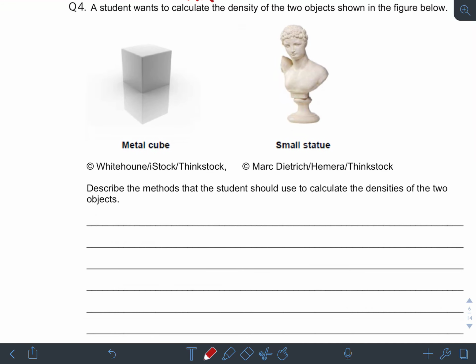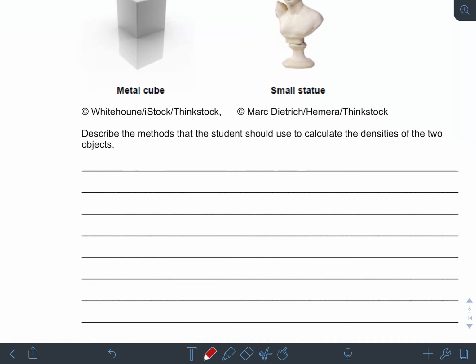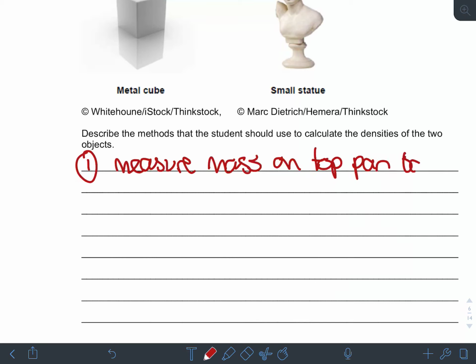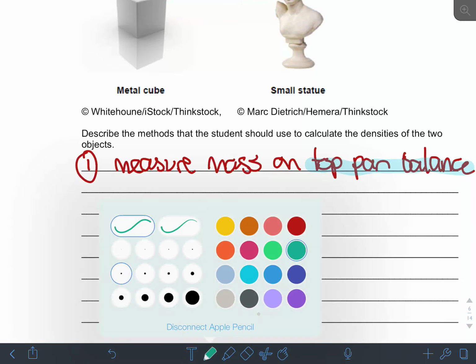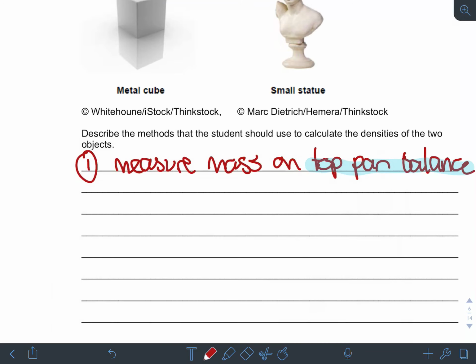Okay, I won't spend too long on this because we actually did this one in class, but to measure these things, what do we need to do? First step, measure mass on top pan balance. Guys, a few of you are saying measure the mass, but you're not saying how. How do you measure the mass? You measure it on a top pan balance. You've got to state the equipment. So the method for doing this includes the equipment that you're going to use. So that's the first thing to do.